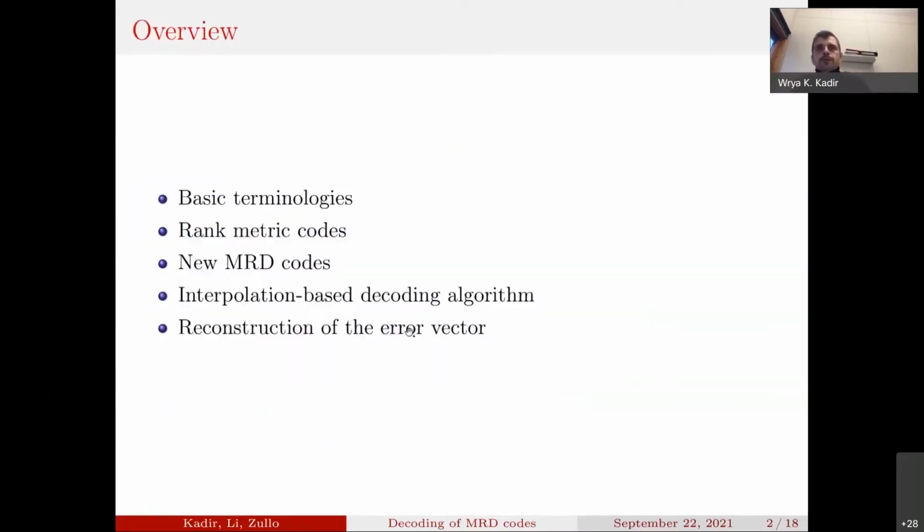This is an overview of my talk. I'll start with some basic terminologies that have already been mentioned by two other speakers, and then definitions of rank metric codes, new MRD codes, and then I'll talk about the interpolation-based decoding algorithm for these new MRD codes. At the end, I'll mention how to reconstruct the error vector in these decoding algorithms.